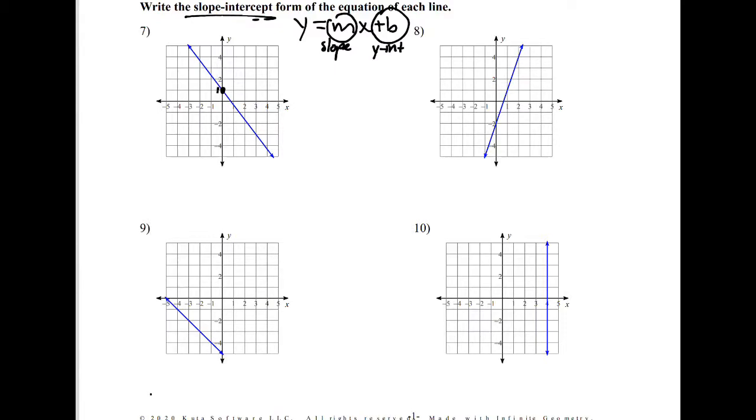So that is at 1. So our b for this one, we know b equals 1. Now we just have to get our slope, our m. To do that, we already have 1 point there with our y-intercept. You need a second point so that you can count your slope.